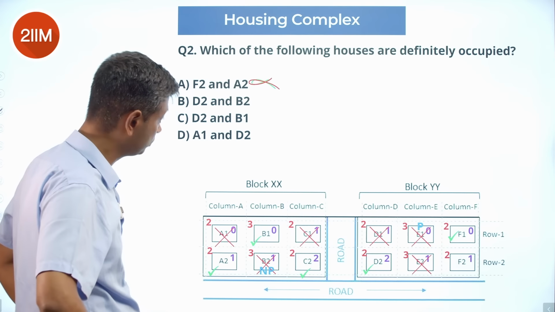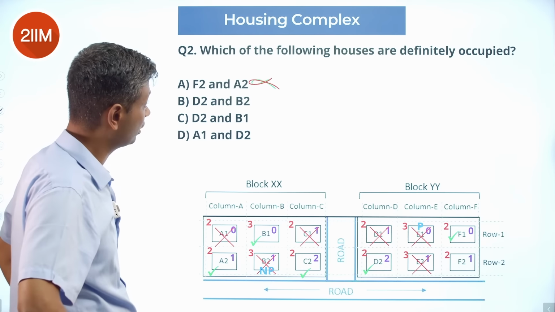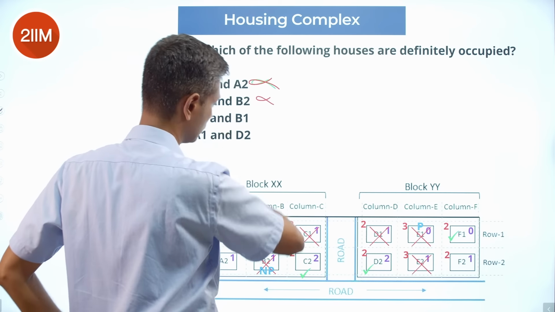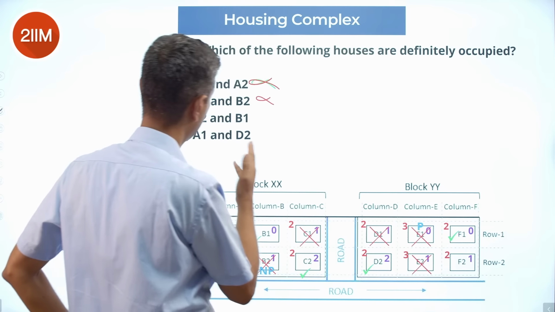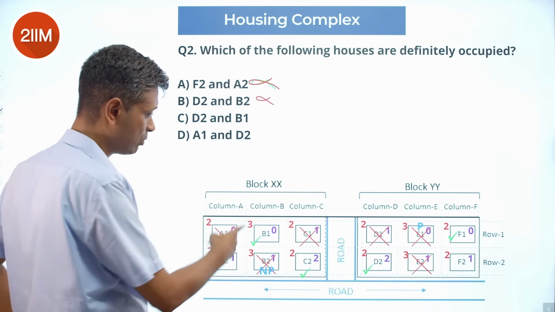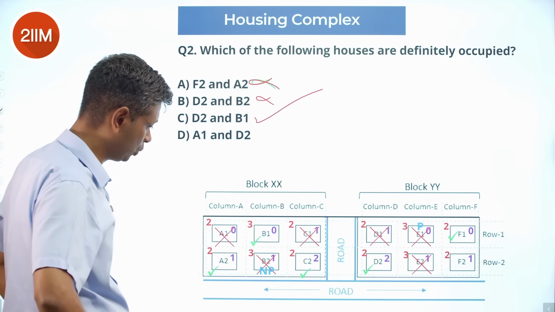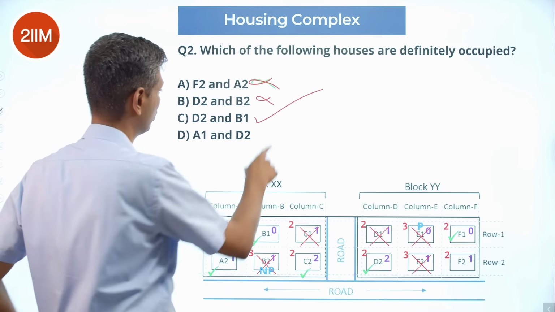D2 and B2. Which of the following is definitely occupied? B2 is not occupied. D2 is occupied, but B2 is not. D2 and B1. B1 is occupied. D2 is occupied. Yes, both are occupied. A1 and D2. A1 is not occupied, D2 is occupied, not this.